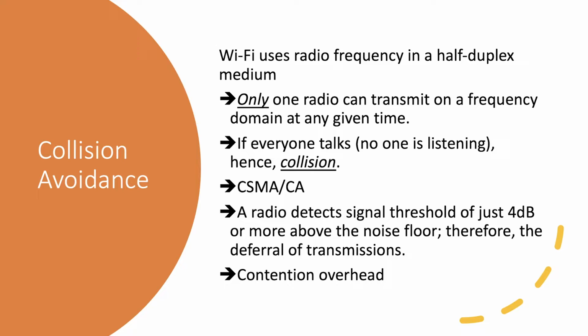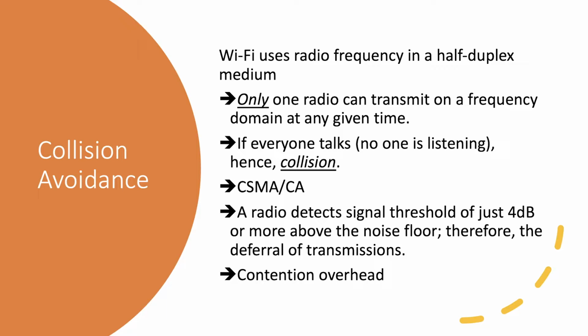So far we are just reviewing, and we know that concept from previous videos. I have a video, I'm going to put the link below this video, about DCF, HCF, PCF. You can read it, you can watch it. A radio detects a signal threshold of just 4 dB higher than the noise floor. I mean, 4 dB at least. And then it defers its transmission, and that is what causes CSMA/CA, collision avoidance. So far, so good. Everything is good.